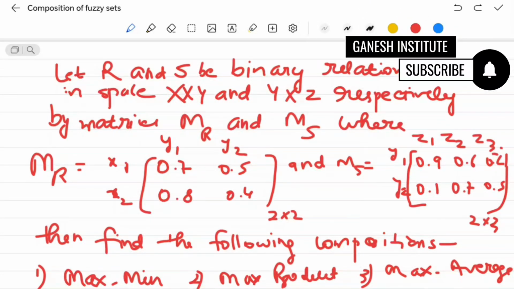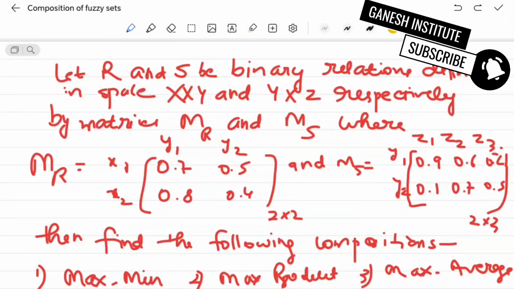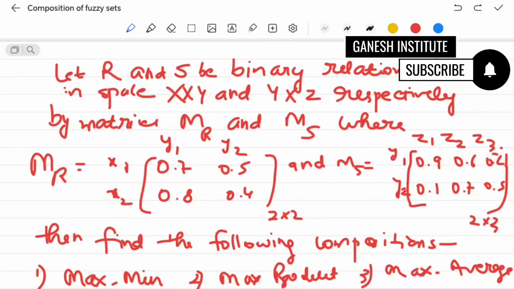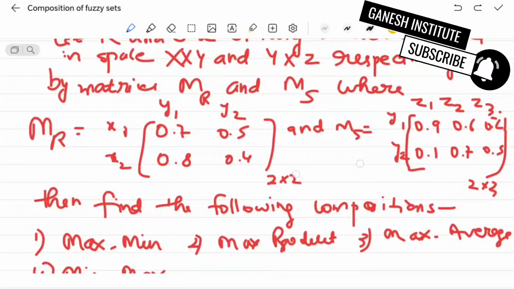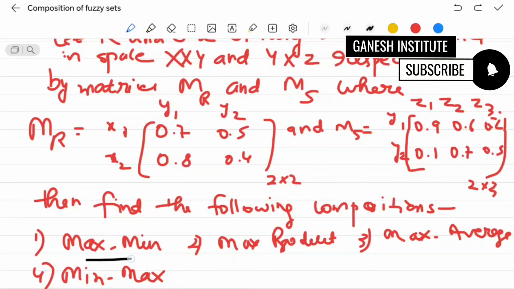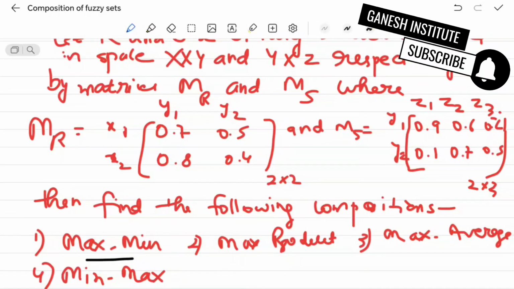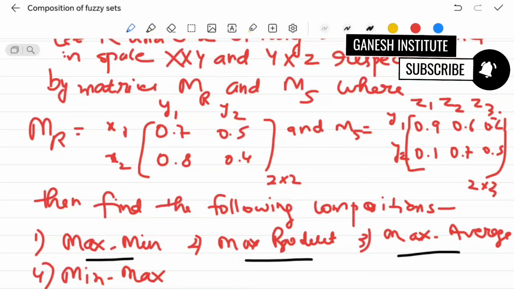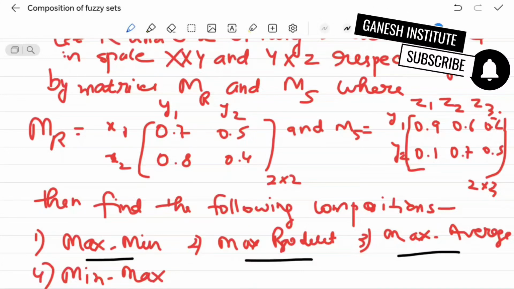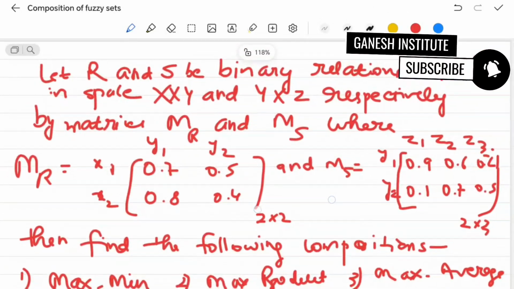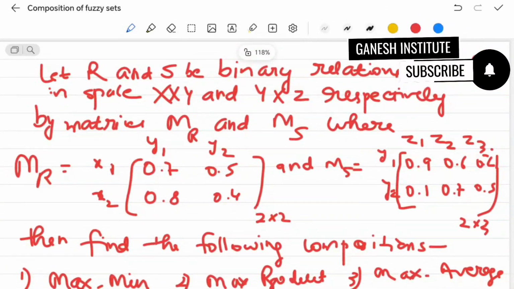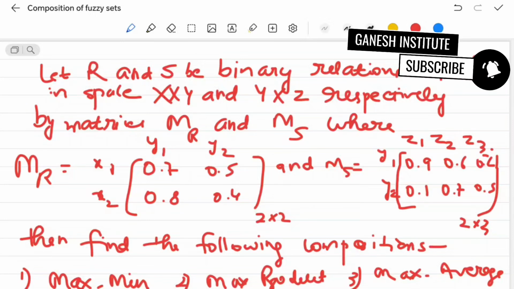So today we are going to discuss composition of fuzzy sets. We can be asked various compositions like maximum-minimum, maximum-product, maximum-average, minimax, and so on and so forth. So how can we find those compositions? That's the point. Firstly, let's read out what the question is.